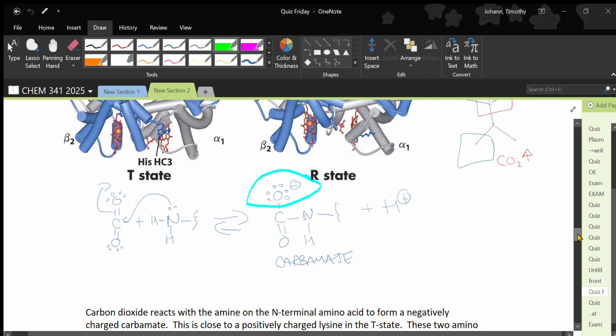For carbon dioxide, which was on your quiz, carbon dioxide is going to attach to the N-terminal end of each subunit. So this is how hemoglobin carries carbon dioxide. It does not carry it on the heme. It actually makes this carbamate, which has a negative charge. Now we have this negative charge on the N-terminal end of each subunit.